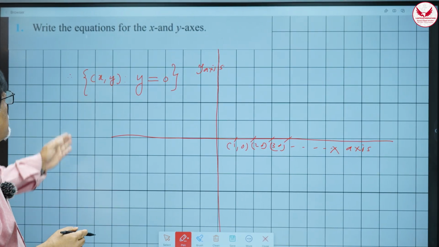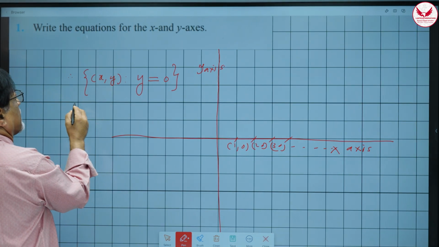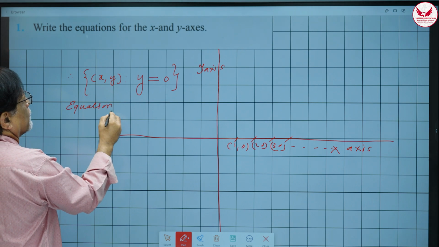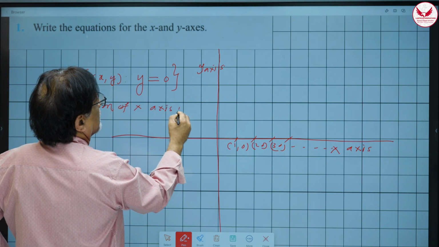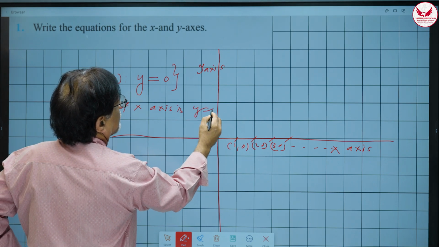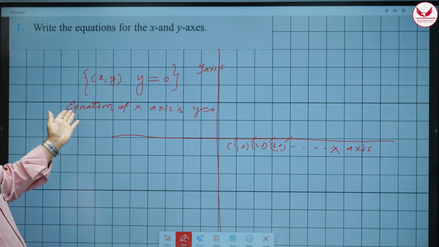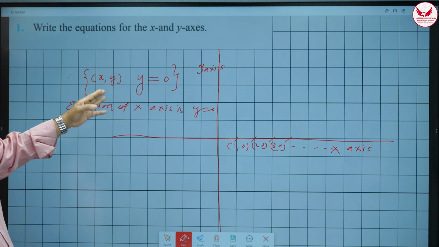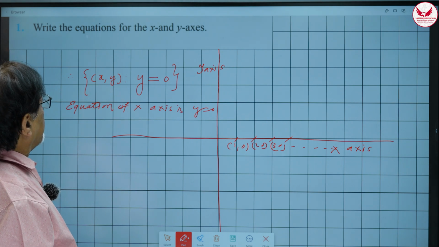So we do not write all these things. In short, we just say that the equation of the x-axis is y equal to 0, correct? By that, what we mean is the set of all coordinate pairs (x, y) such that y is equal to 0. That is the equation of the x-axis.